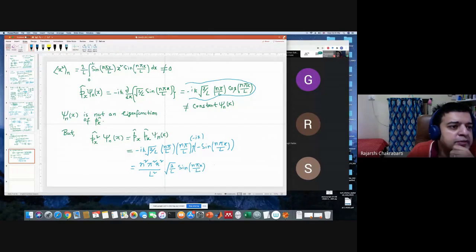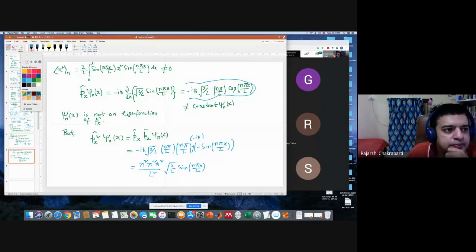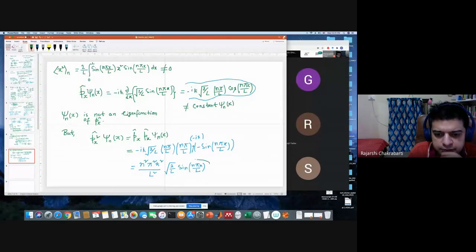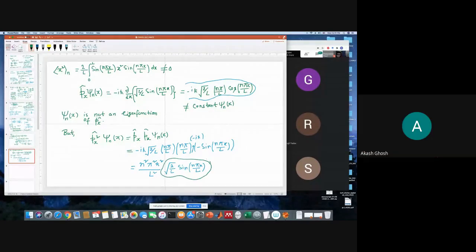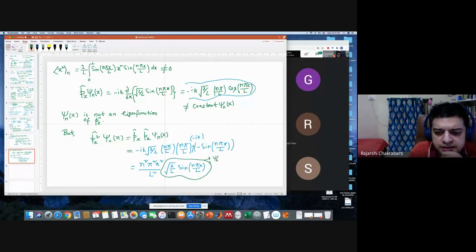And what is this, root 2 by L sine n pi x by L? What is this? So this is your wave function, psi n of x. So what I get here is actually the constant times this.